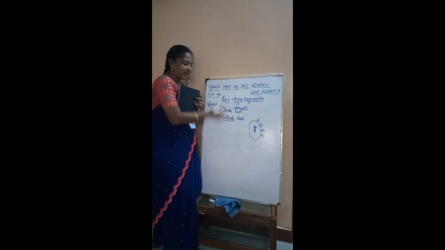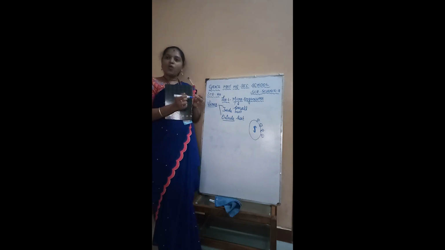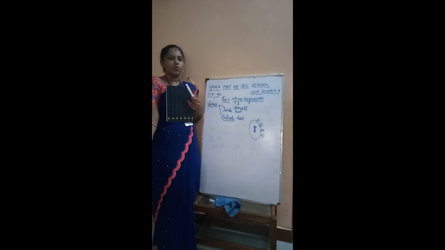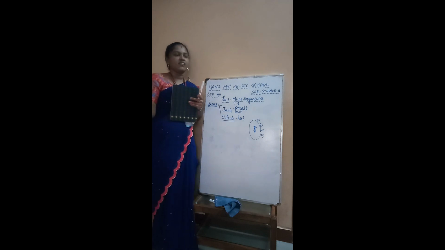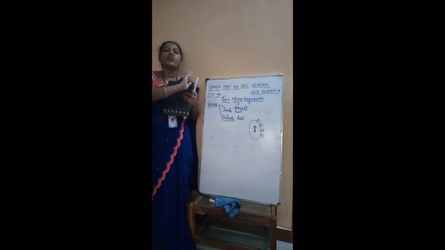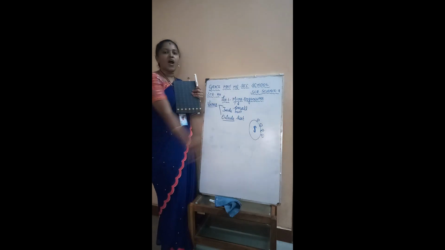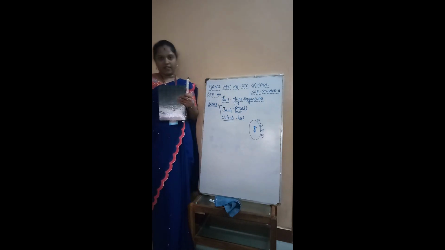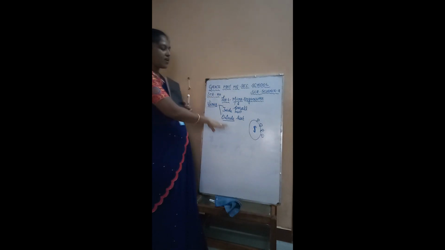Next, outside the host. It is only active inside the host. Outside the host, it doesn't show any characteristic feature. It can be crystallized and it is also in an inactive form when it is seen outside the host. Are you all clear with this, children?